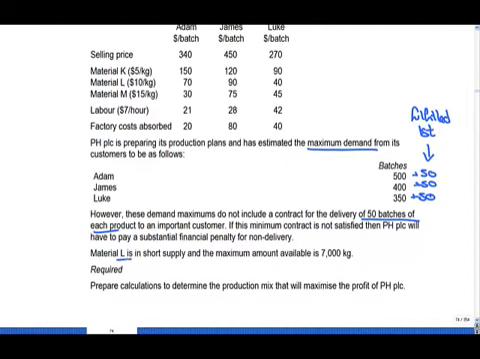Material L is in short supply, maximum amount available 7,000 kilos. Now, if you fancy having a go at this on your own, following the approach that we took for lecture example 1, but just using return, not contribution, then if you'd like to pause the presentation to have a go, and then you can have a look at the answer. For those of you that want to work through it, I'll run through that now.